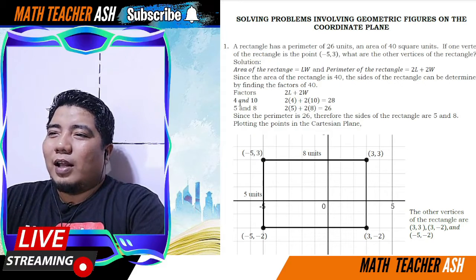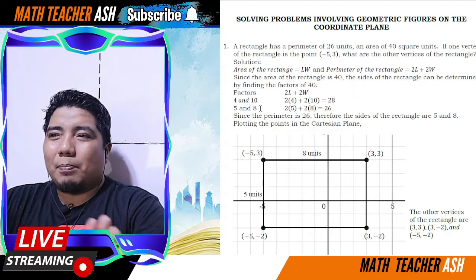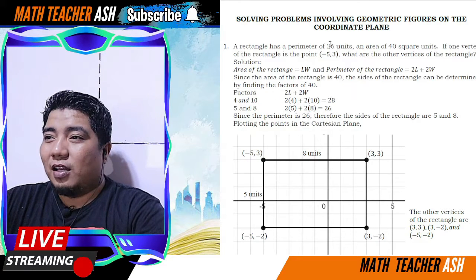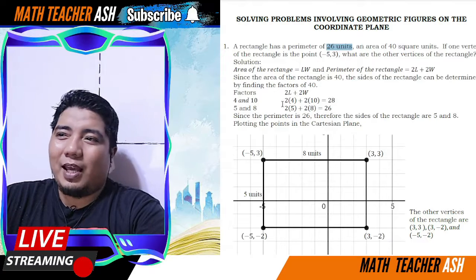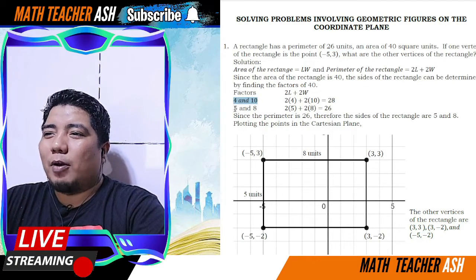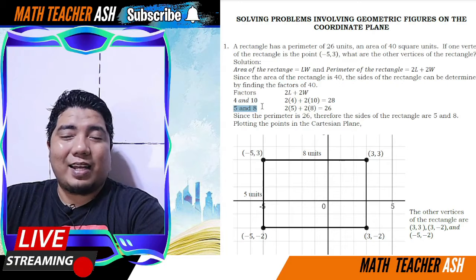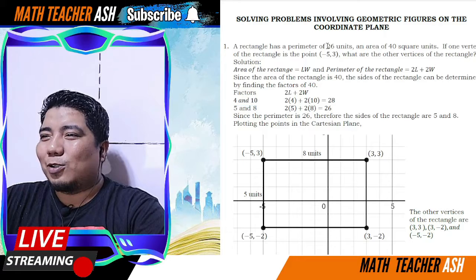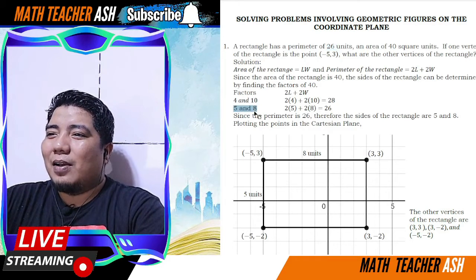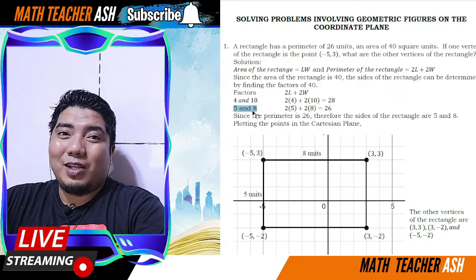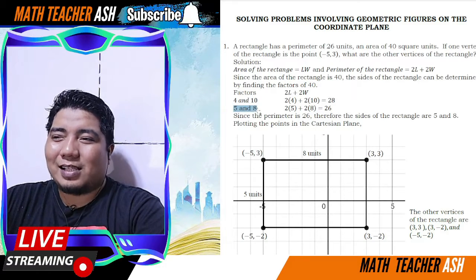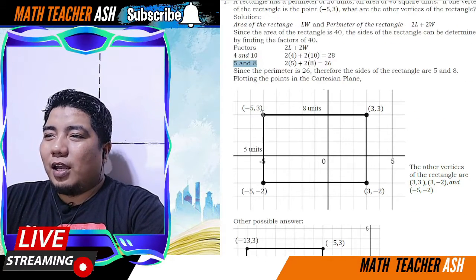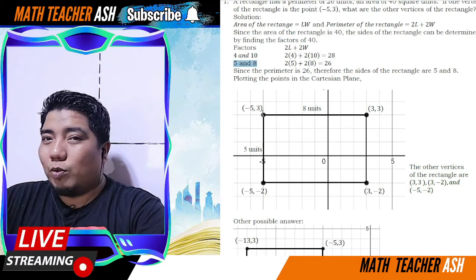Okay. So, let's try. 4 plus 4 plus 10 plus 10. So, 10 plus 10, that is 20. 4 plus 4, that is 8. So, 28. This is 26. Meaning, mali si 4 and 10. How about 5 and 8? So, 5 plus 5, that is 10. 8 plus 8, that is 16. 10 plus 16, that is 26. Okay, pasok. So, therefore, we can say na ang gagawin natin is 5 units and 8 units as the dimension of our rectangle. So, from here, pwede kang gumawa ng 8 units at 5 units.